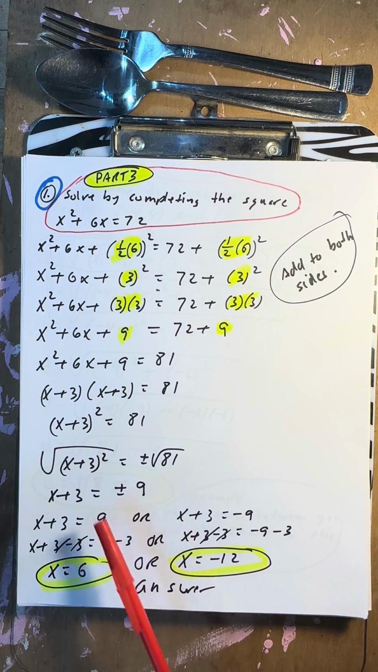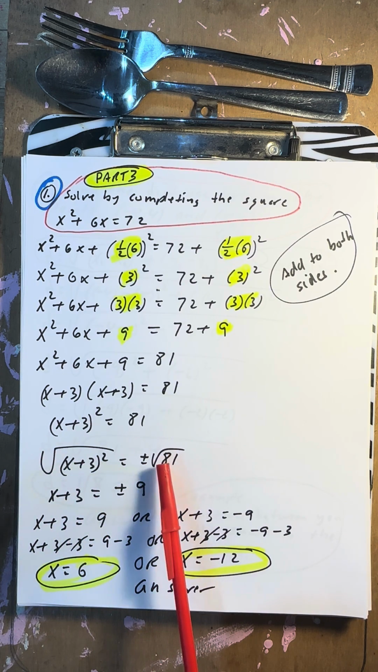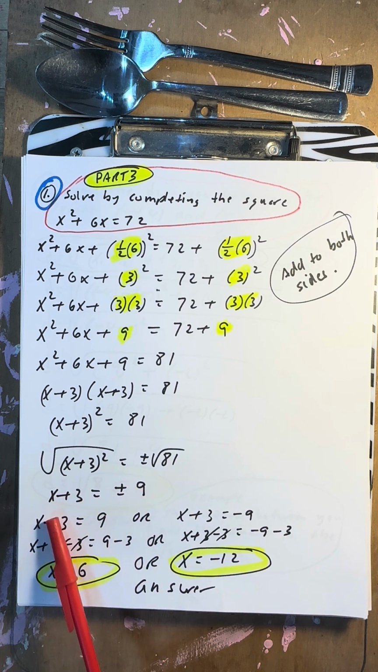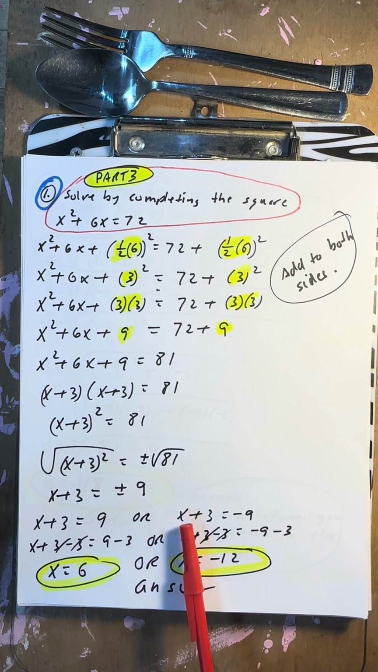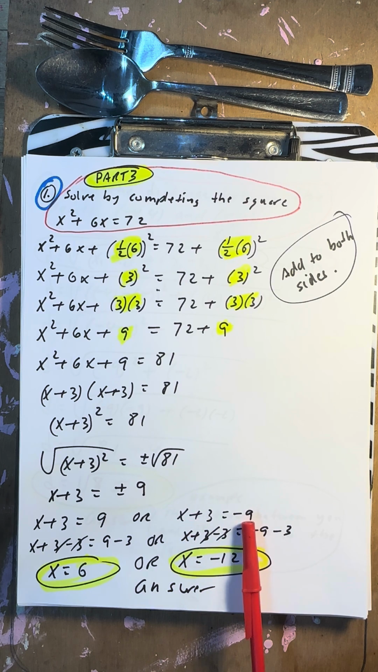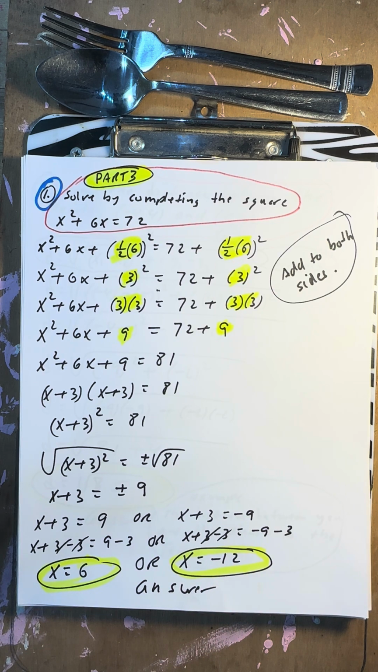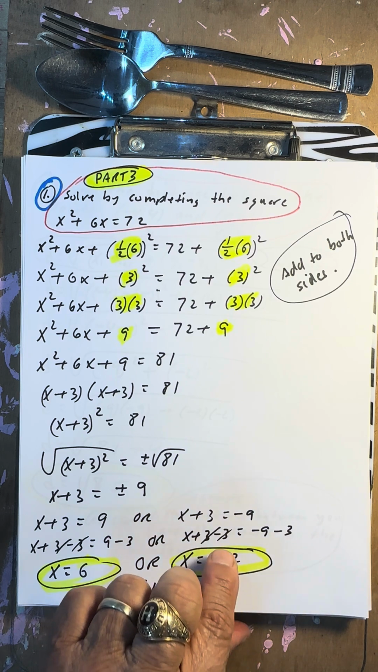So now, take the square root of both sides. Plus or minus square root of 81 is going to be 9, plus or minus 9. So you have x plus 3 is 9, or x plus 3 is negative 9. Two possible ways, huh? So minus 3 on both sides. So x equals 6, or minus 3 again over here, so x equals negative 12. So 6 and negative 12. Okay, we add to both sides to complete the square. Half the number squared, right?